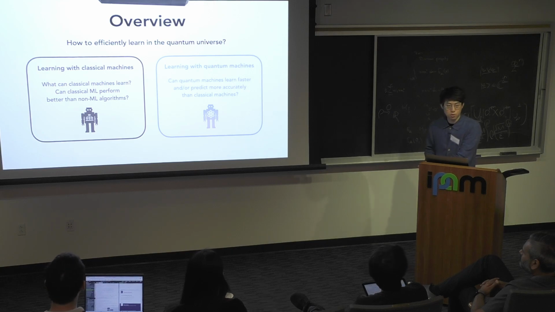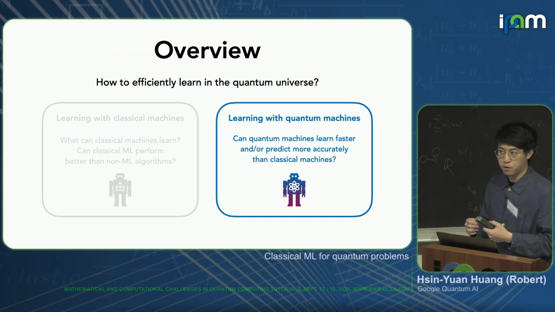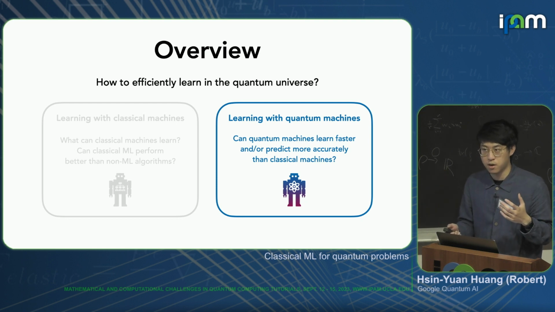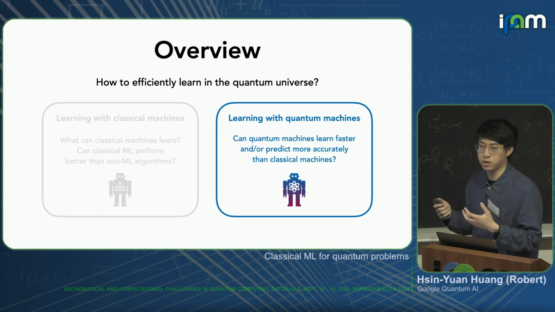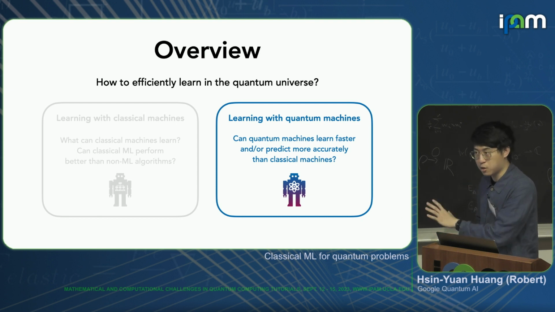So given all these results, a very natural question is, then what are some things left for quantum machines to do? There are some kinds of problems where we can say, using quantum machines, it will learn exponentially faster, or it will predict much more accurately than classical machines. So that's going to be the topic of my next part.